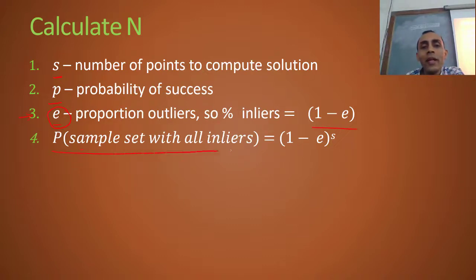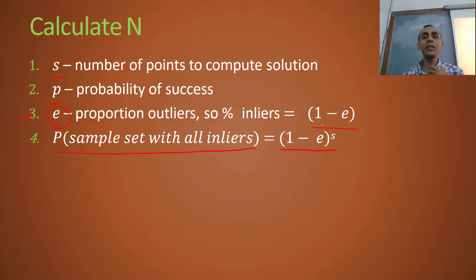So what we want to write is a probability. Out of the given sample points, we'll pick a sample set. Sample set means we have to pick s points. So what is the probability that we can pick s points such that all of them are inliers? The probability of inliers, or the ratio of inliers, is 1 minus E, and we have to choose s times.